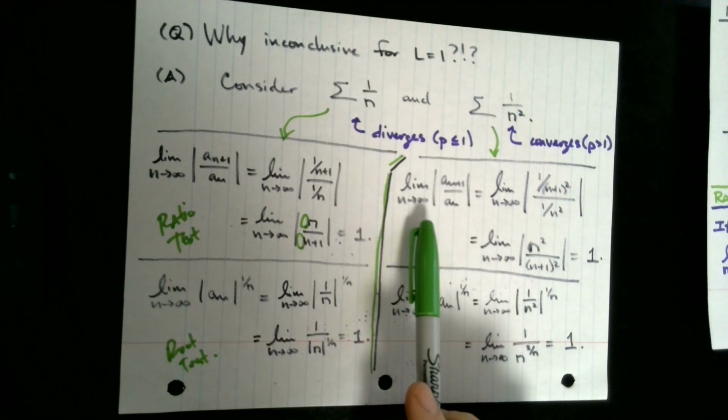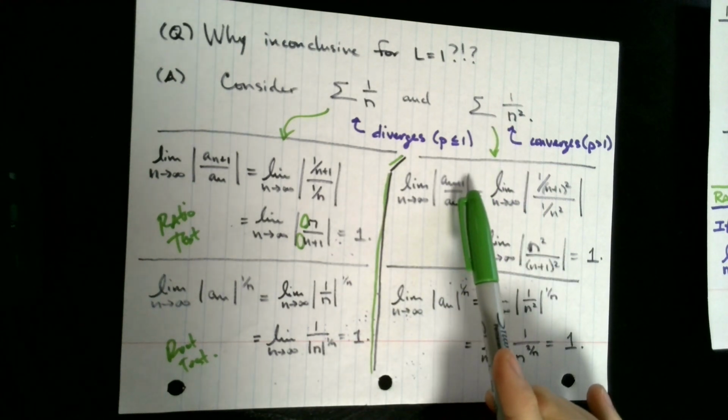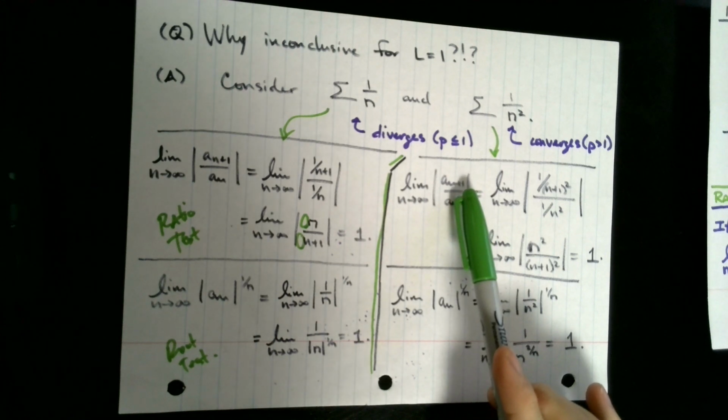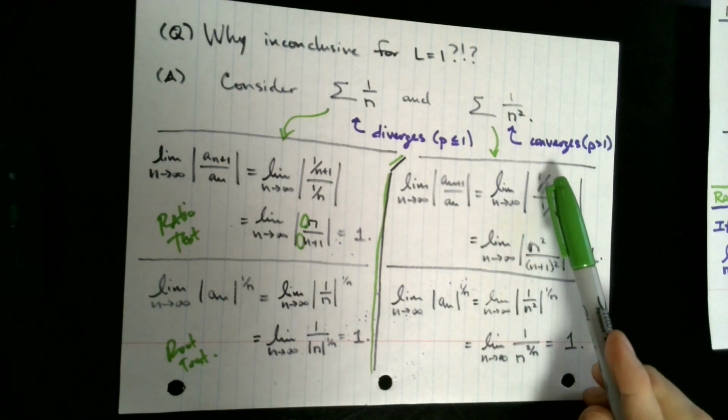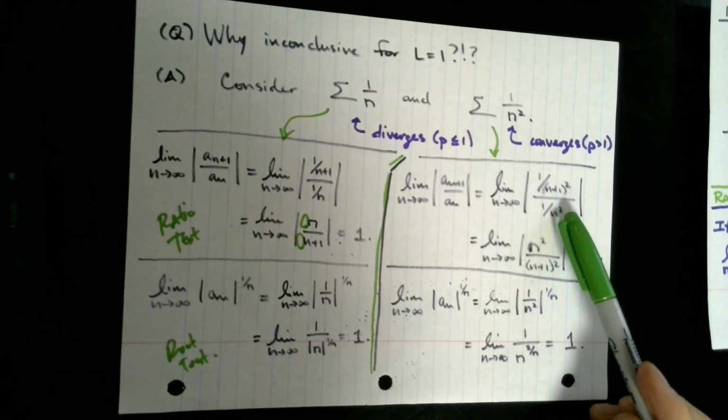What about the ratio test corresponding to the 1 over n squared series? Well, take the term a_{n+1} over a_n. That would be, well, 1 over the quantity n plus 1 squared all over 1 over n squared.